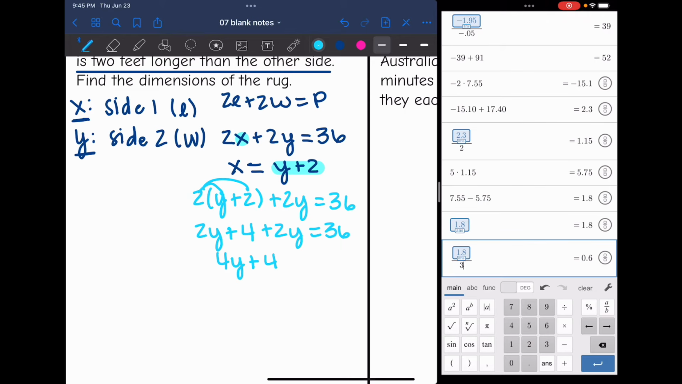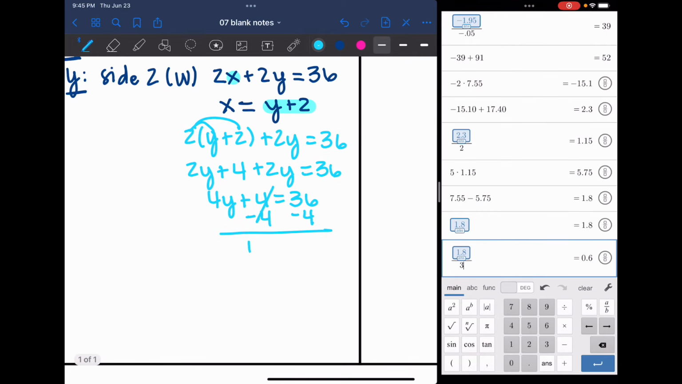4y plus 4 equals 36. And then we're going to subtract 4, and we get 4y equals 32. And then we'll divide by 4, and we get y equals 8. So one of the side lengths is 8.